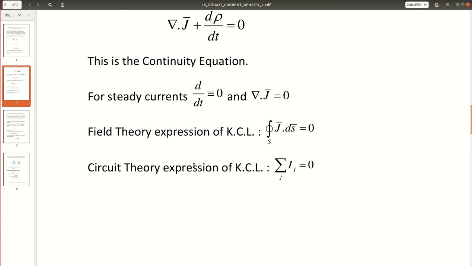The field theory expression of Kirchhoff's law is that the integration over the surface S of the current density is equal to 0. The theoretical part is that if you take the summation over all the current inside, it's equal to 0.